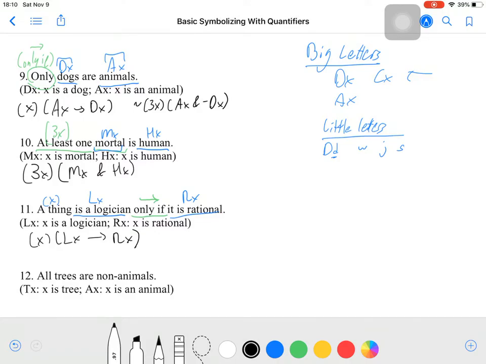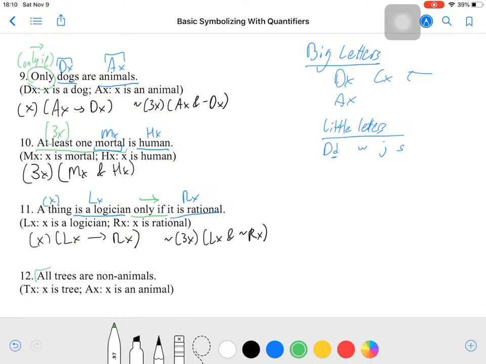We can also translate this as it's not the case that there exists an X such that X is both a logician and not rational. If something weren't rational, it would not be able to be a logician. Let's go on to 12.